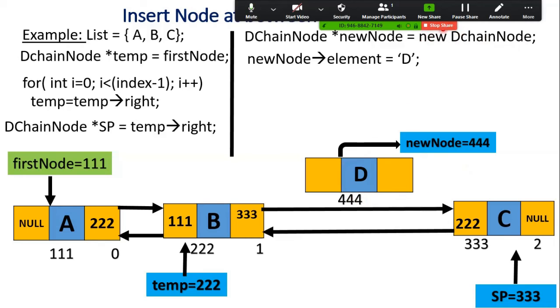What is the data? That is D. We're going to place it in the data field. That is, new node of element is D. D is placed in the data field. Next, establish the link between B to D, D to C.